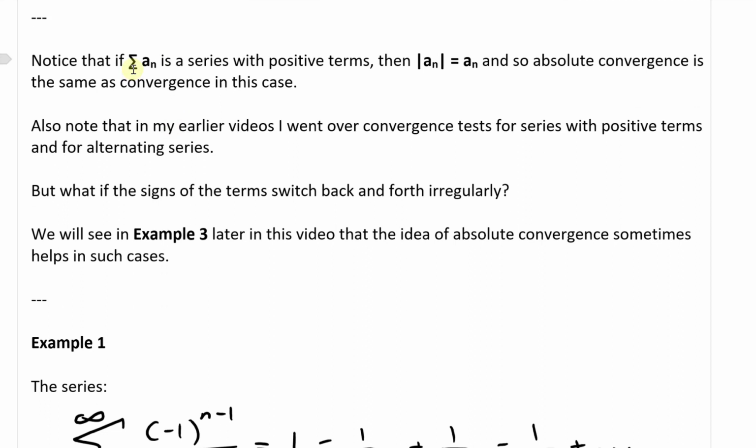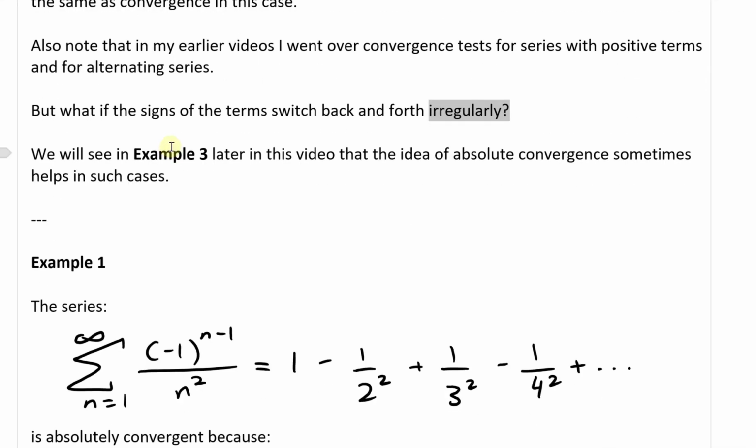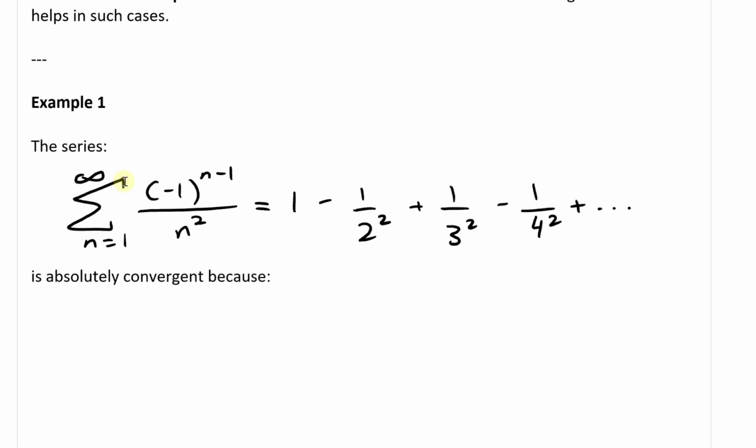Notice that if the summation of an is a series with positive terms, then the absolute value of an is just equal to an. And so absolute convergence is the same as convergence in this case, since they're all positive. Also note that in my earlier videos, I went over convergence tests for series with positive terms and for alternating series. But what if the signs of the terms switch back and forth irregularly, as opposed to alternating back and forth directly? We will see in example 3 later in this video that the idea of absolute convergence sometimes helps in such cases. Alright, so now this brings me to example 1.